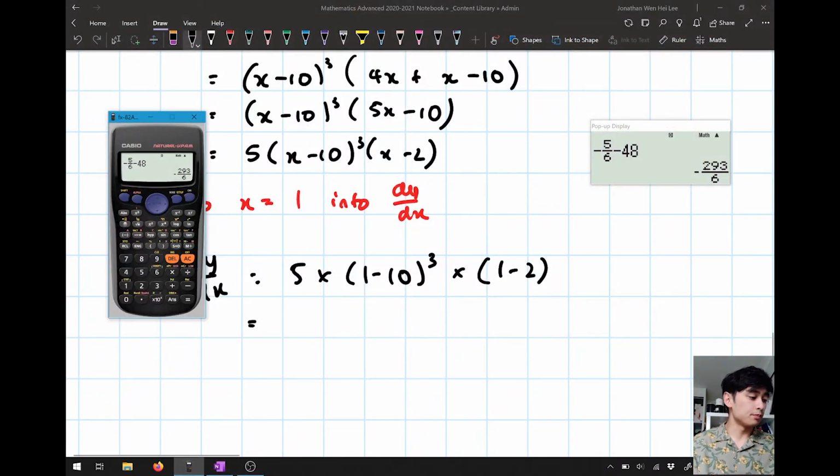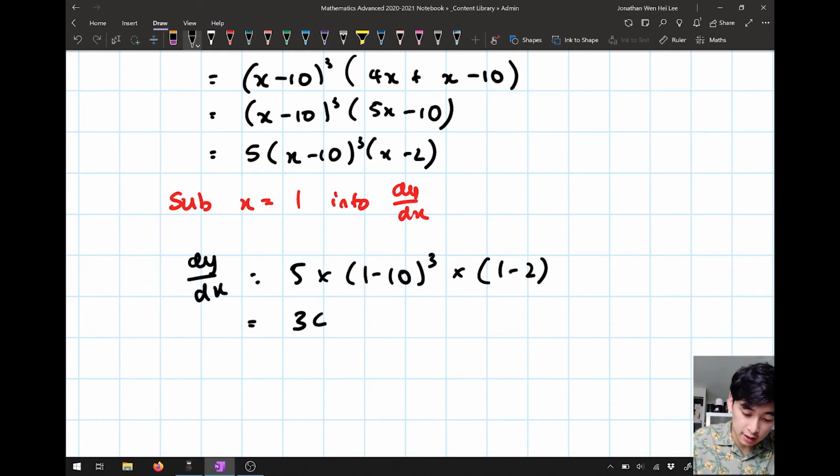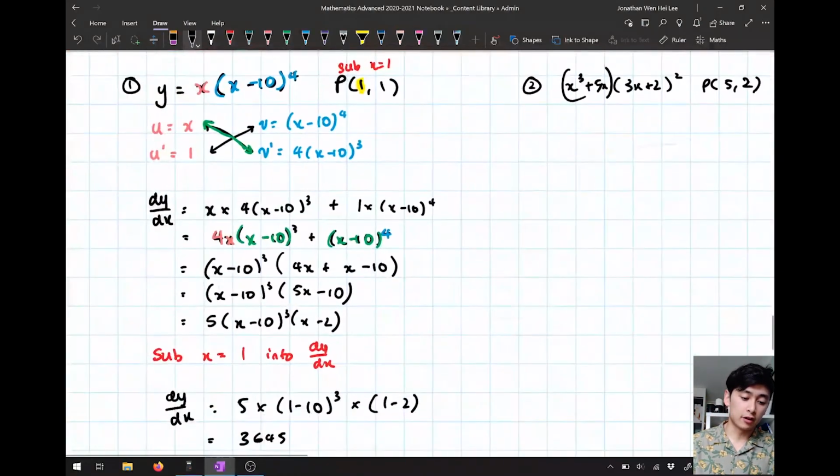Now, if I put this in my calculator, that's not the right thing. Let me try this. Clear this. 5 times 1 minus 10 to the power 3, I'm going to put some brackets here, negative 9 to the power 3, times minus 1. So this gives me 3,645, which tells me at x is equal to 1, we have a gradient of 3,645. So it's a really steep positive tangent. Okay, that's my first example.